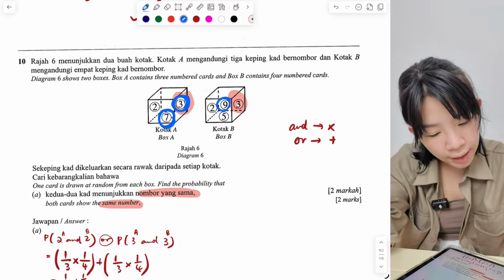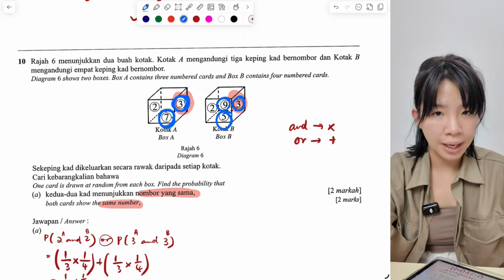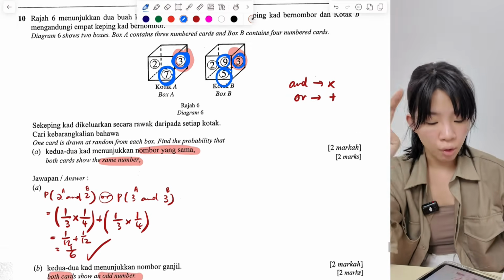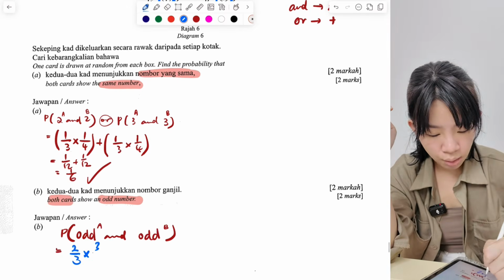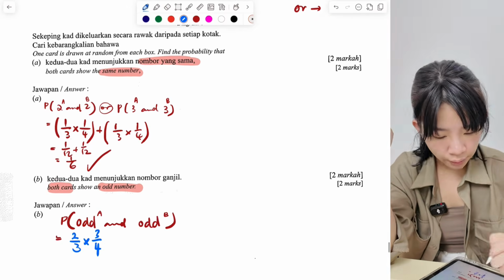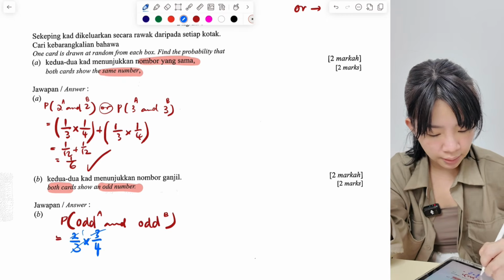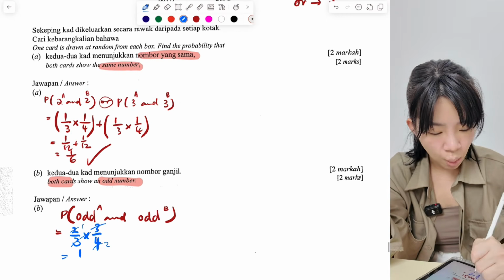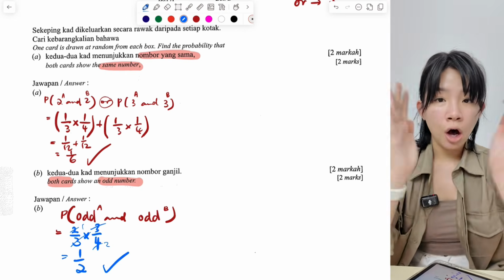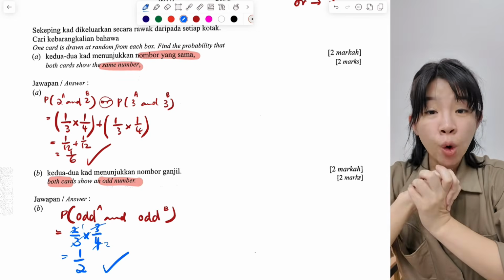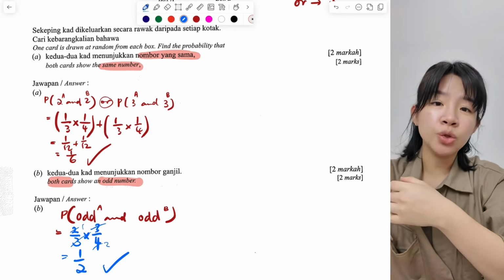Okay, we have 9 as an odd number, 3 also an odd number, 5 also an odd number. Got 3 odd numbers out of 4. So times 3 over 4. Okay, so now simplify, 3 cancels with 3, and this one gets 2. So at the end, the answer is 1 over 2. Alright, done. That's all for all the questions in Bahagian A, question 1 to question 10.